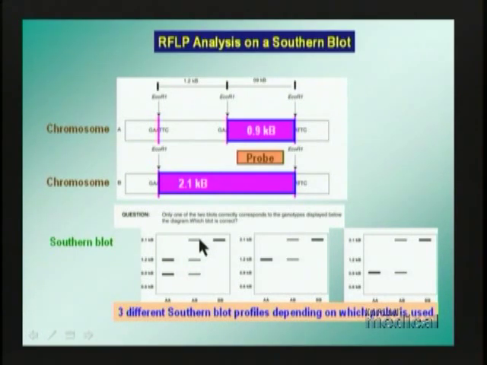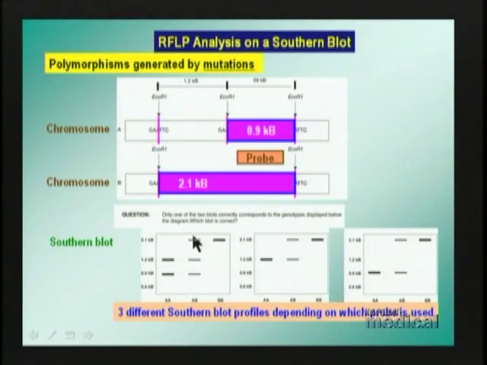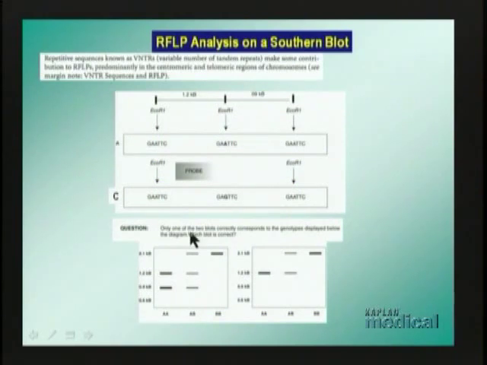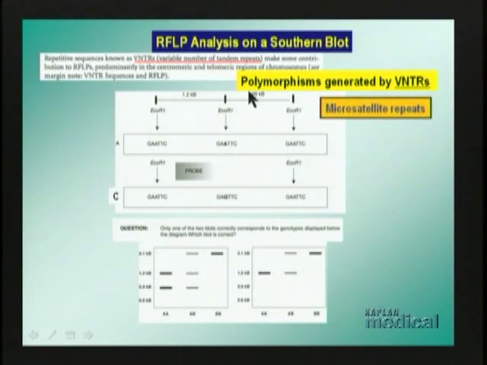So what have we done so far? This is RFLP analysis, looking at polymorphisms generated by mutations. Now there's another way in which we can end up with polymorphisms of DNA fragments, and this is done by polymorphisms generated by VNTRs. First of all, what does VNTR stand for? VNTR stands for variable number of tandem repeats. Another name for VNTRs is microsatellite repeats, or minisatellite repeats, depending on how big the VNTR is.